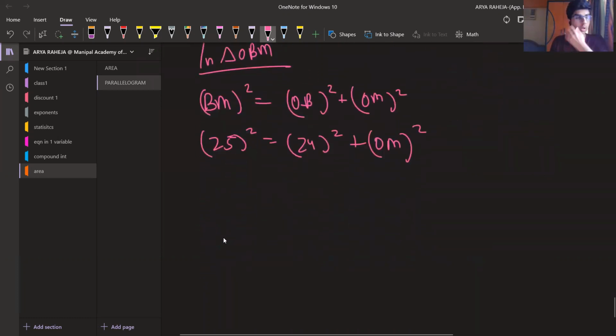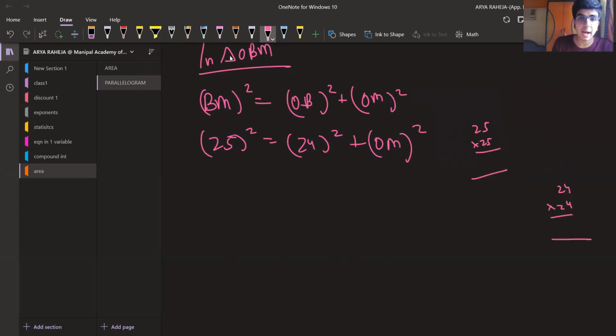So if you find the squares of both these, 25 into 25 and 24 into 24, find this whole calculation. Okay, I know this, that's why I'm telling you. Okay, yes, I know this basically, that's why I'm telling you this.